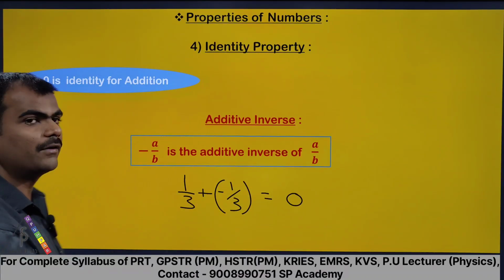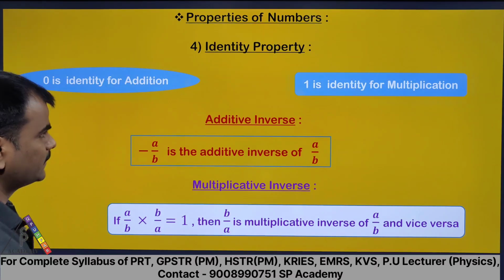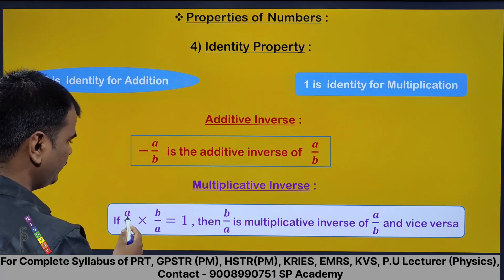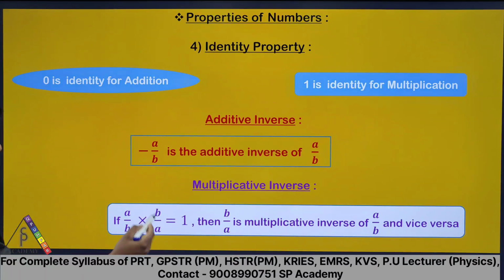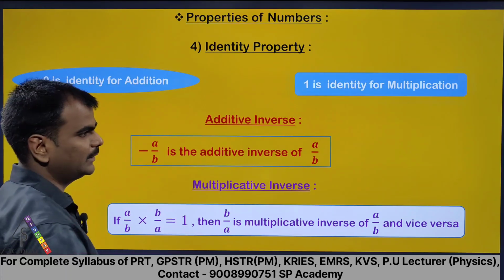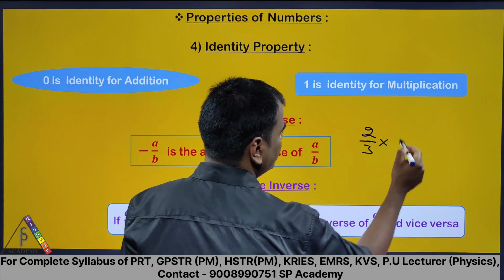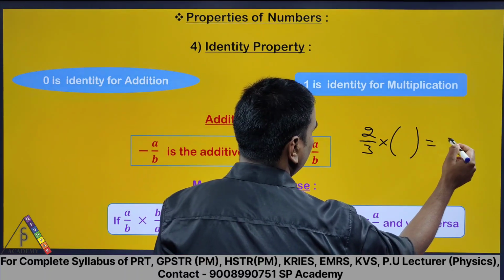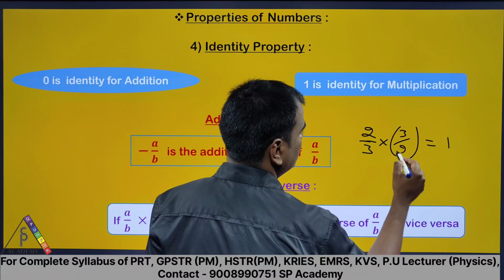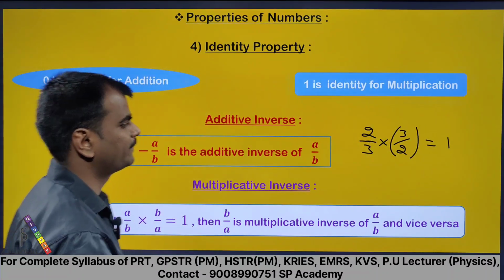0 is the identity for addition. Similarly, multiplicative inverse. 1 is the identity for multiplication, and if a by b into b by a is equal to 1, then b by a is the multiplicative inverse of a by b. 2 by 3, if I multiply with some number, that should be equal to the multiplicative identity, that is 1, that is 3 by 2. Therefore, 3 by 2 is the multiplicative inverse of 2 by 3.